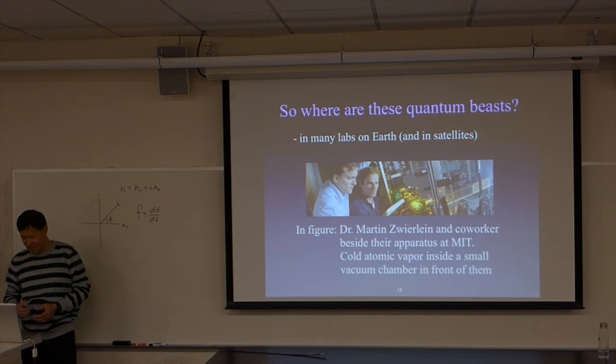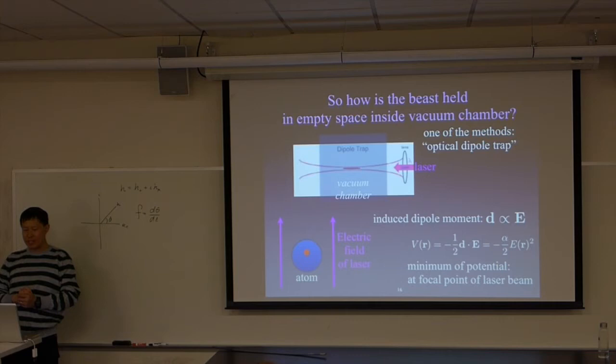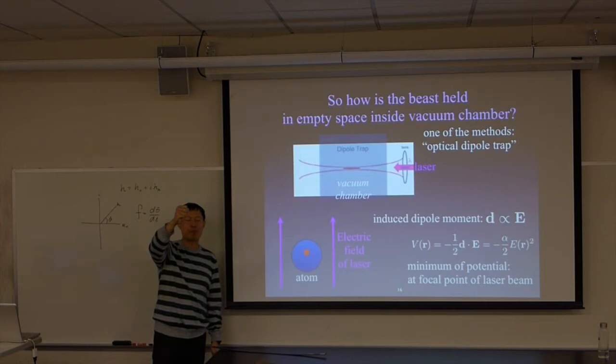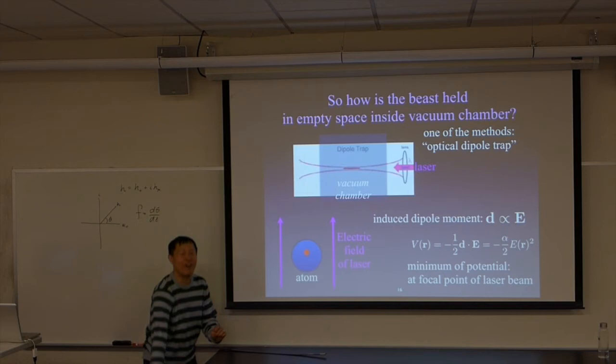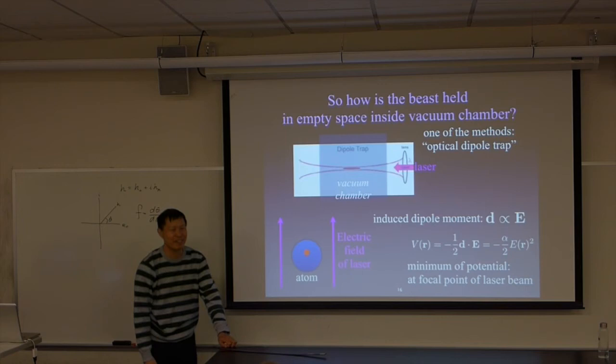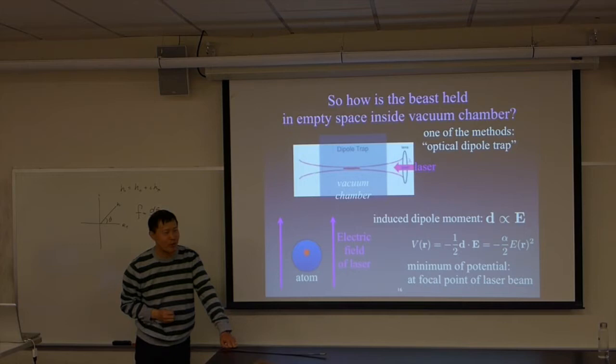So how is this quantum beast held in empty space inside a vacuum chamber? Remember that the atom also suffers from gravity. Okay? Even a single atom has a weight. It would fall with a 9.8 meter per second squared acceleration toward the ground, if you put it in vacuum. So how did people stop it from falling?